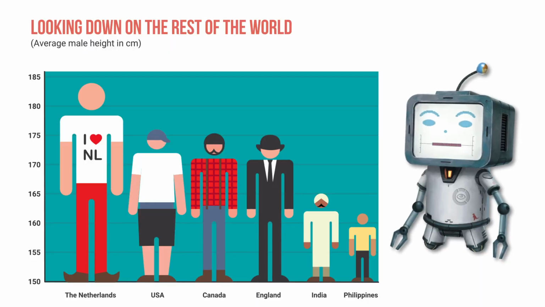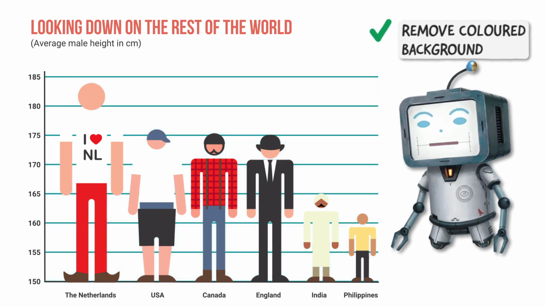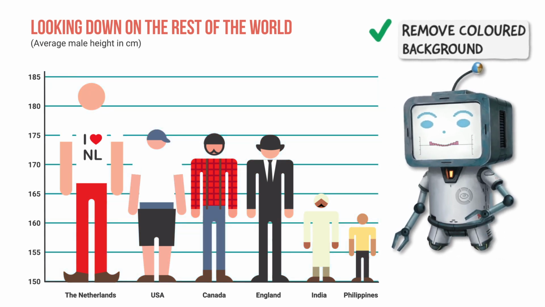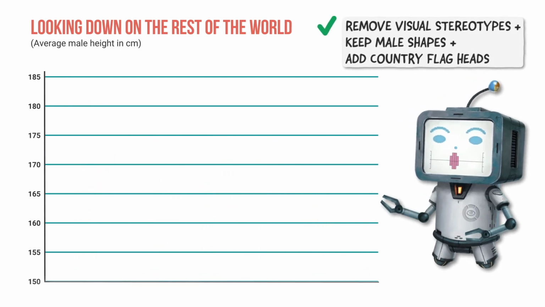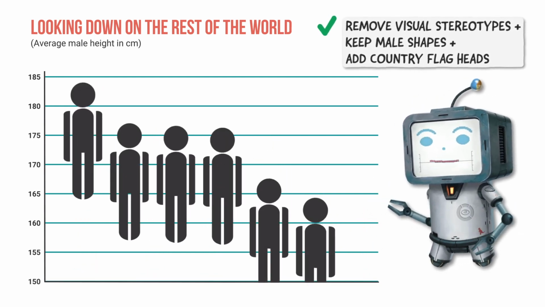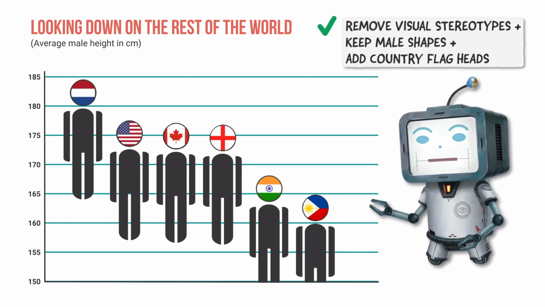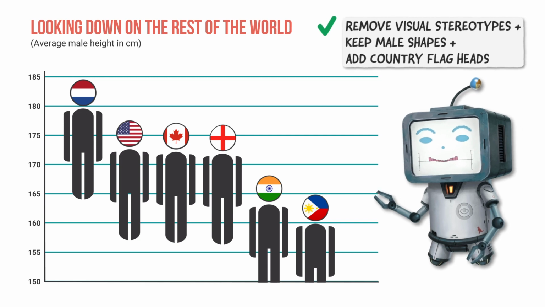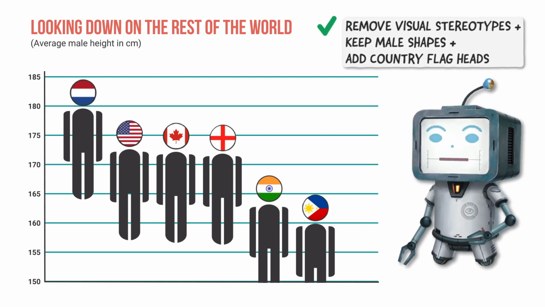So how do we renovate this viz? First off, let's fix an easy item by removing the coloured background. It wasn't helping anyone. Now let's remove the visual stereotypes. We can still keep a bit of visual flair by keeping the male icons, applying a consistent style, and having their heads represent the country flags. It's now visually consistent with a visual pattern the audience can learn and follow quickly.